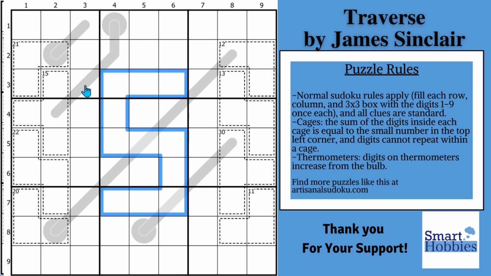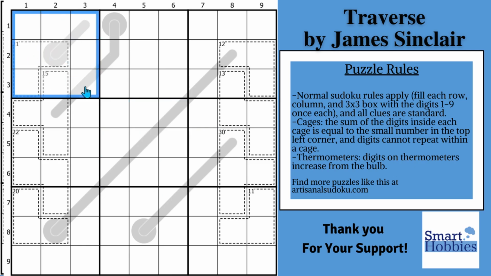Normal Sudoku rules apply, and all clues are standard. So in any 3x3 block, row, or column, the digits 1 through 9 can only appear once. So only once that way, and only once that way.